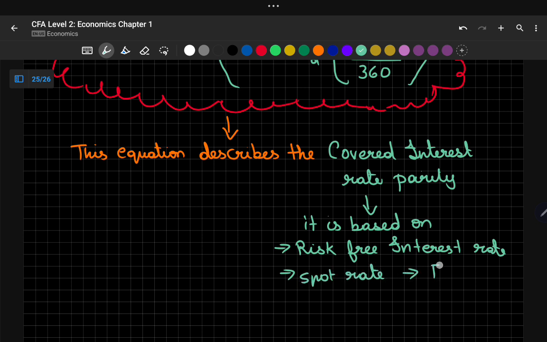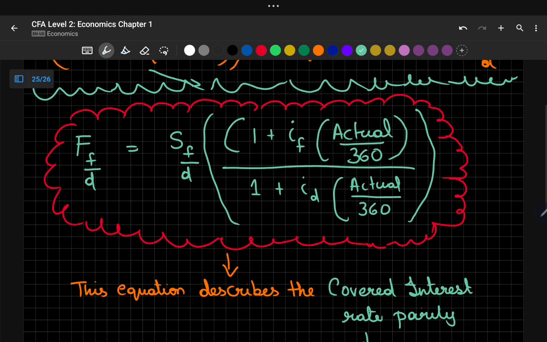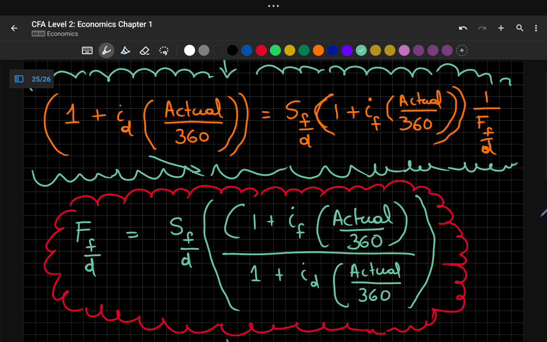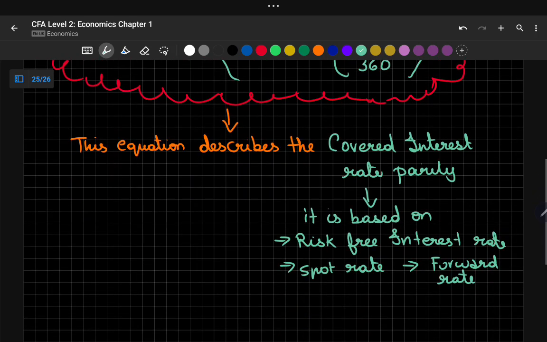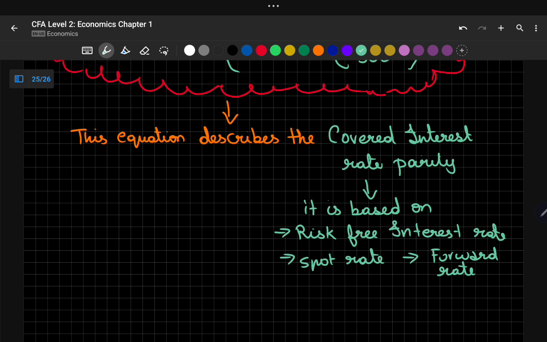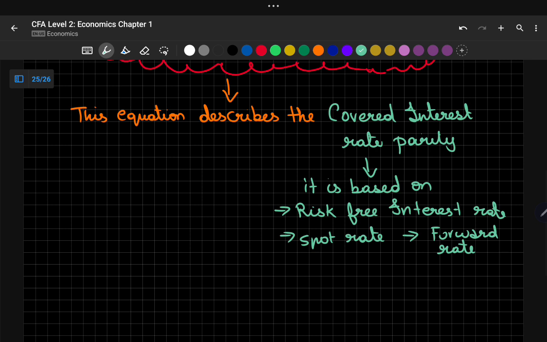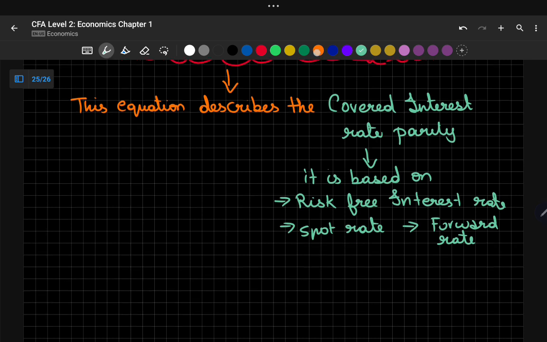and forward rate. If you look at the above equation, the forward rate equation is also calculated from it. So this equation is a way to show that both investment returns, investing in the domestic country or the foreign country, give you the same return. So that's why it is covered, that is, it is a currency hedged equation.